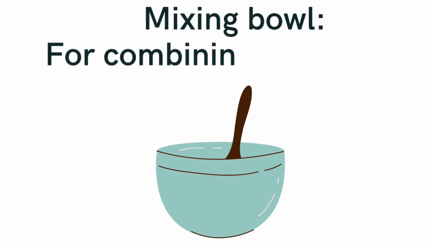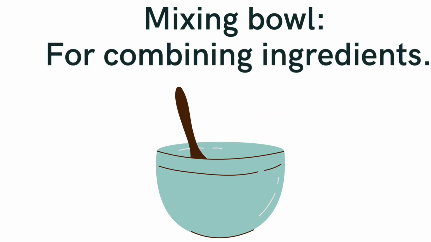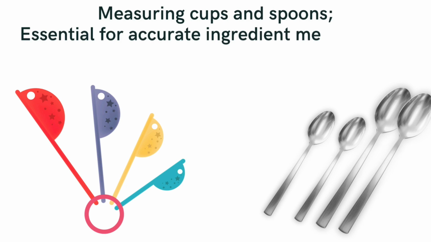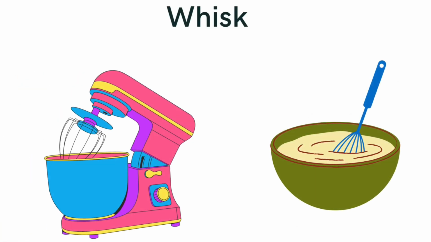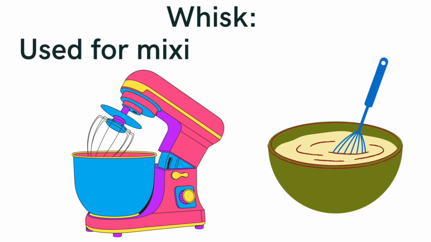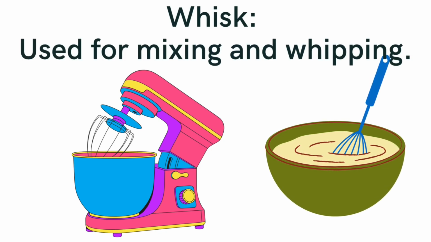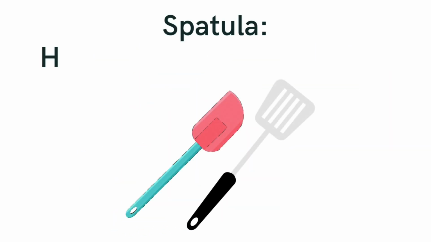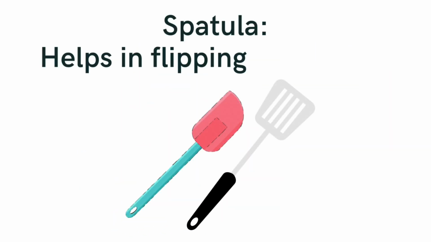Mixing bowl for combining ingredients. Measuring cups and spoons, essential for accurate ingredient measurement. Whisk, used for mixing and whipping. Spatula, helps in flipping food items.